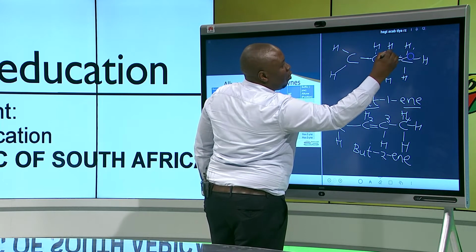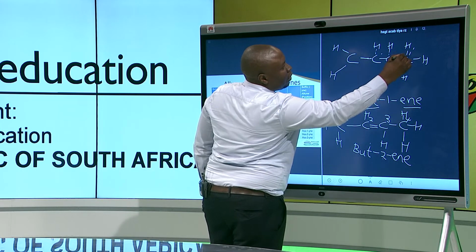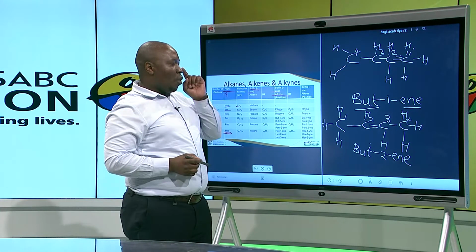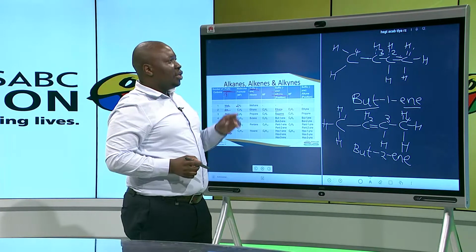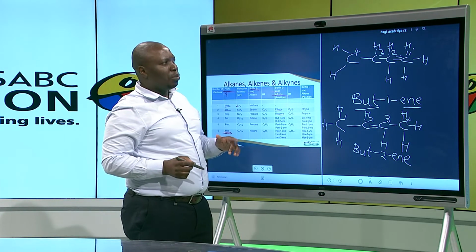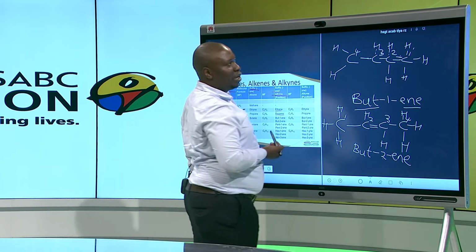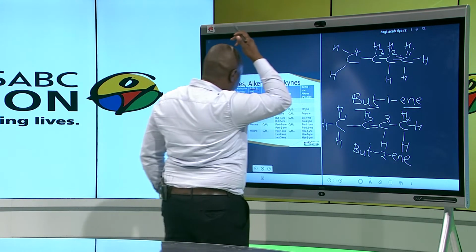We'll say this is carbon number 1. Number 1, number 2, number 3, number 4. This is very much important to say when you are numbering your longest carbon chain: you number from where there is a functional group, closest to the functional group. When the functional group is on this side, this becomes carbon number 1 in that fashion.